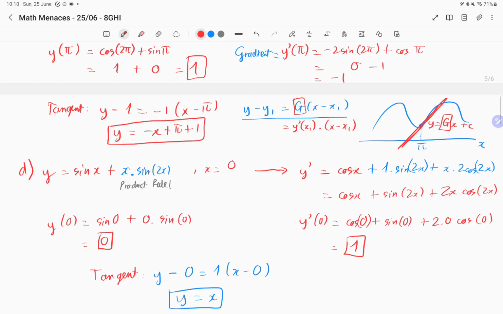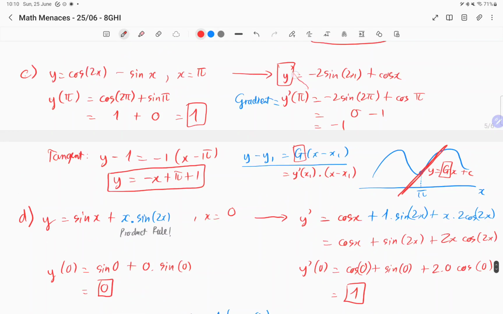So the given x value is only the x coordinate of the point. So you need two more pieces of information. You need the y coordinate and the gradient at that point. And the gradient at that point is when you derive it, and then you substitute the x into the derivative in order to get the gradient.